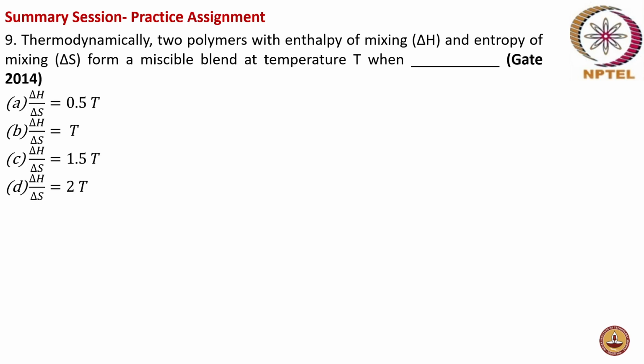Next question. Thermodynamically, two polymers with enthalpy of mixing delta H and entropy of mixing delta S form a miscible blend at a temperature T when delta H by delta S is equal to 0.5 T, or delta H by delta S is equal to T, or delta H by delta S is equal to 1.5 T, or delta H by delta S is equal to 2 T. Under which condition will you form a miscible blend at temperature T?